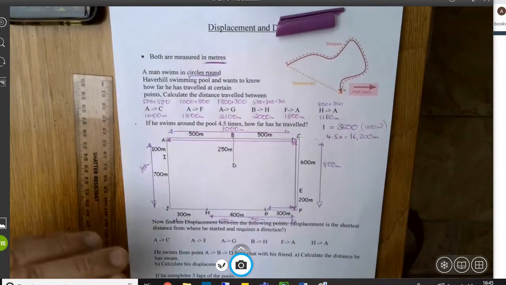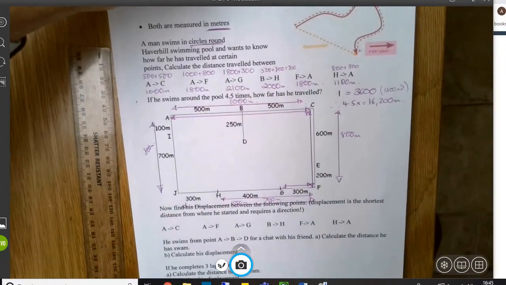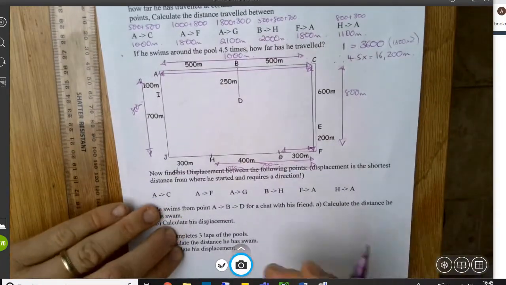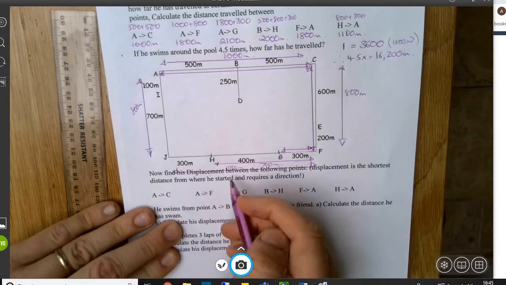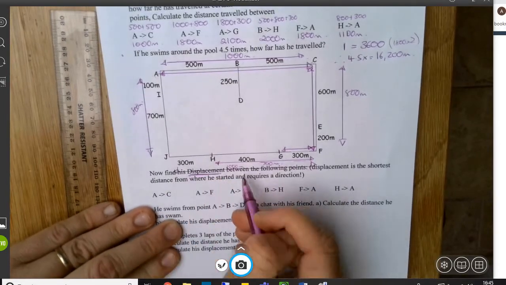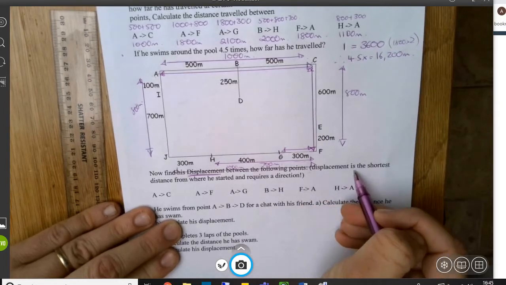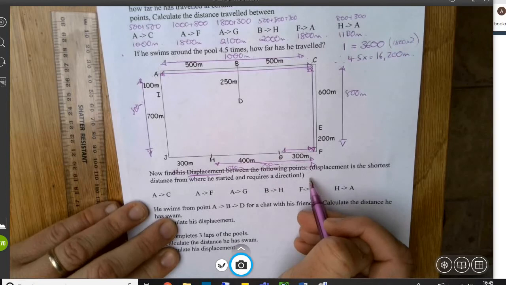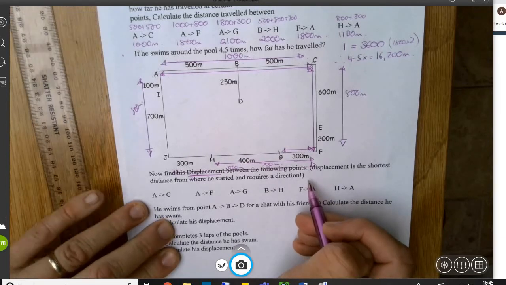Now we're going to move down to some of the questions a little bit further on. So now it says, now find his displacement between the following points. Remember, displacement is the shortest distance from where he started and requires a direction. Okay. So let's start with the easy one.